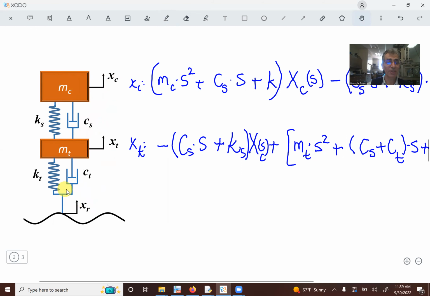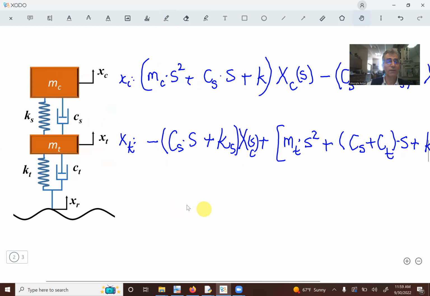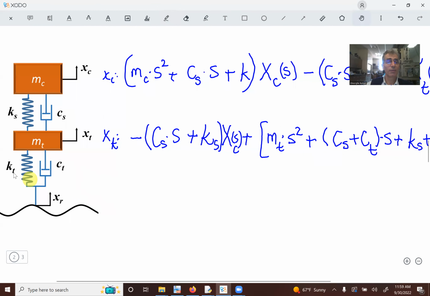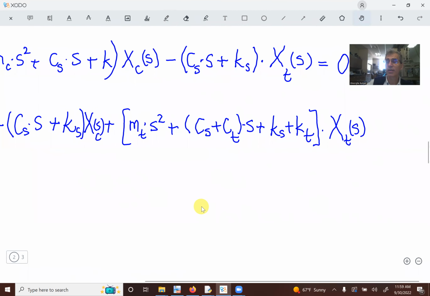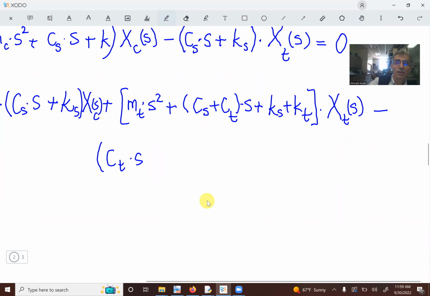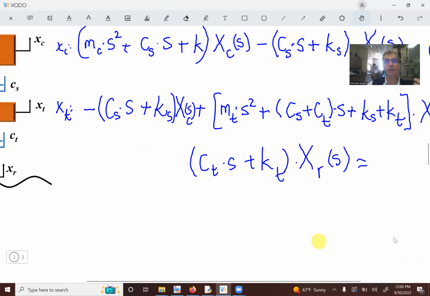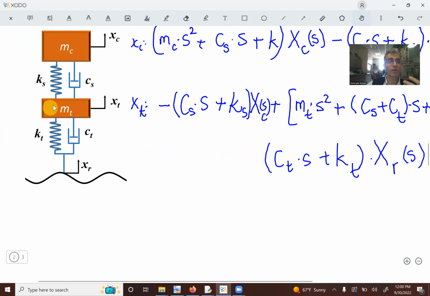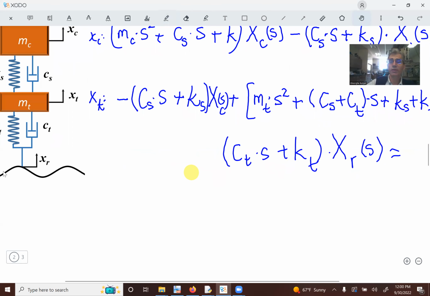But I am also receiving some energy here, again through this damper, so I have to subtract that here too. So I have minus ct s, again minus kt. I'm going to put parentheses here, c of the tire times s plus kt, and everything is multiplied with the displacement of the road, which is also a function of s. And again, I have to add the sum of all the external forces applied to this mass mt that is displacing with xt. I don't have any external force, so that's going to be 0.